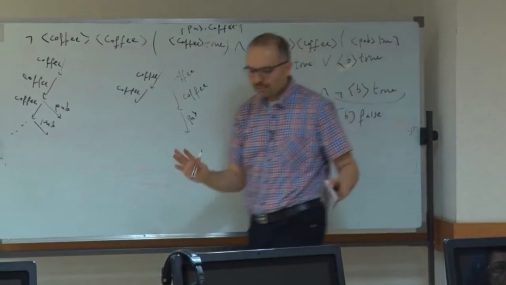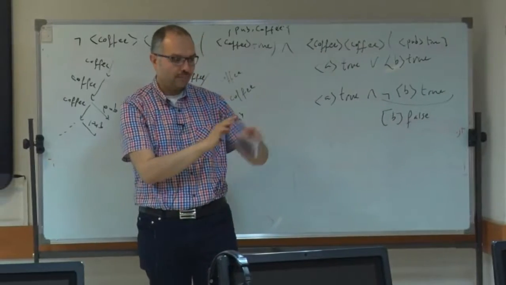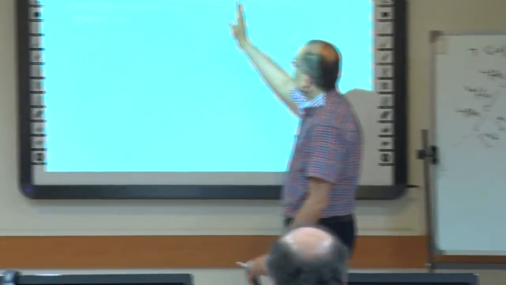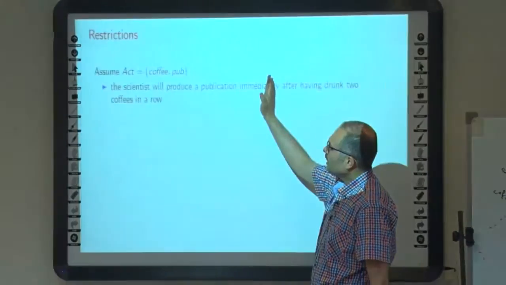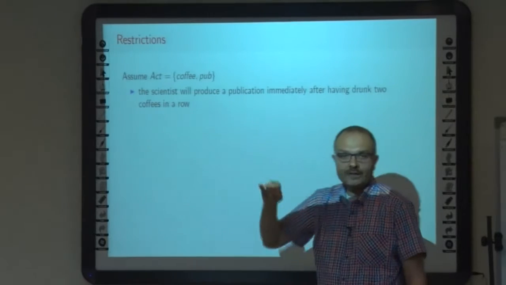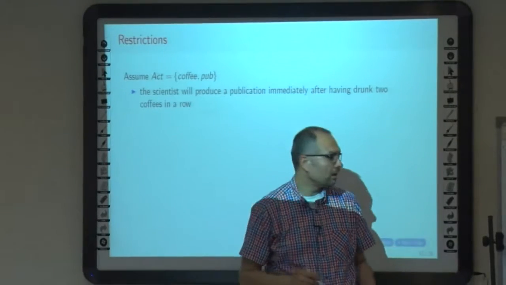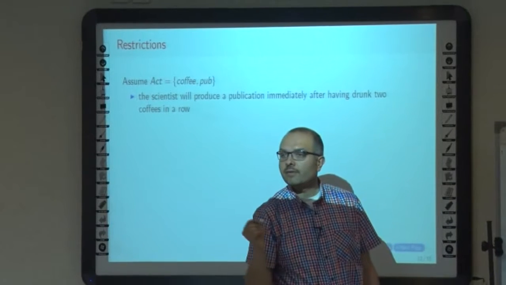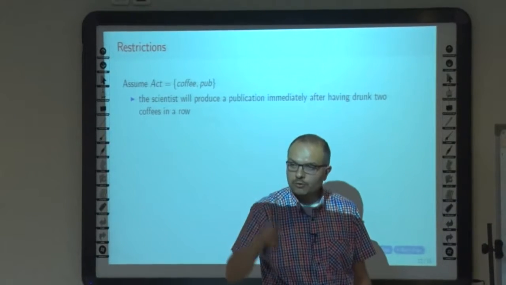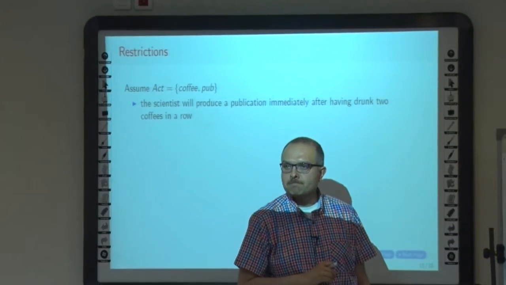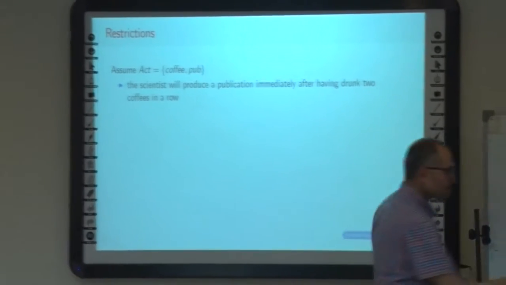So let's take it step by step. I think it's very close, so because we want to go to lunch, I will try to solve it together with you. First of all, we have to produce a publication at a particular state after having drunk 2 coffees. How do we specify that we have to produce a publication? How do we write it down? That we must produce a publication right now. How do we write it down?